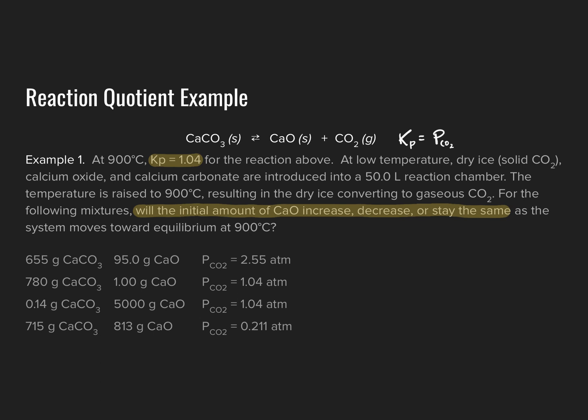The first thing I want you to notice here, folks, is in the first reaction mixture here, I've got apparently 655 grams of calcium carbonate and 95 grams of calcium oxide. But as per our previous conversation, neither of those two species is going to affect the equilibrium position of the system because they are solid phase species. All that really matters in this is the partial pressure of the CO2 gas. So if I have a look at the partial pressure of CO2 in the first system, I was given here a partial pressure of 2.55 atmospheres.